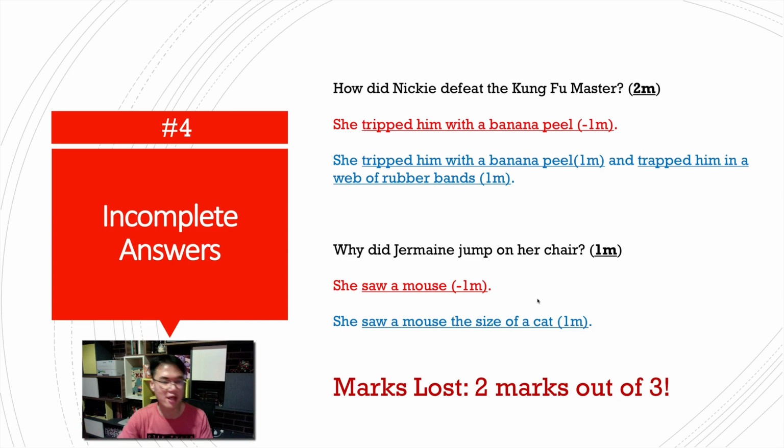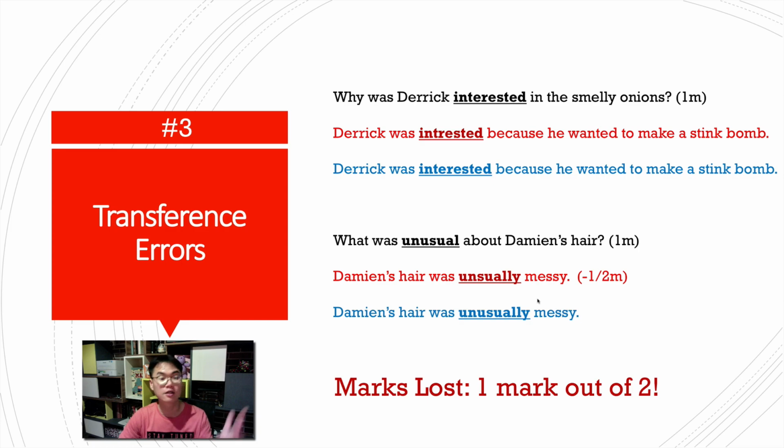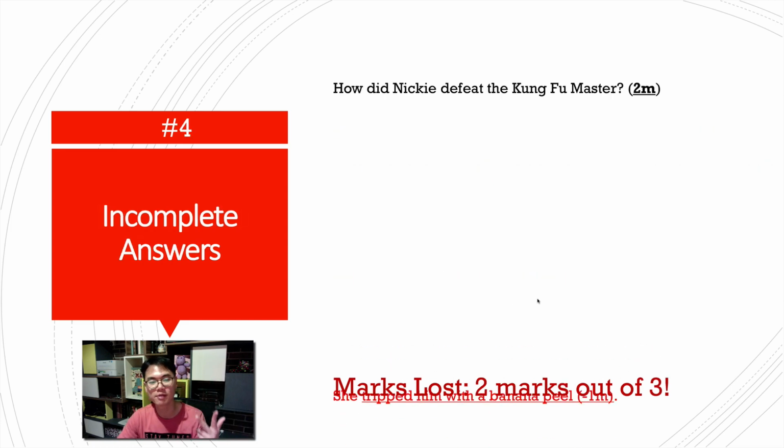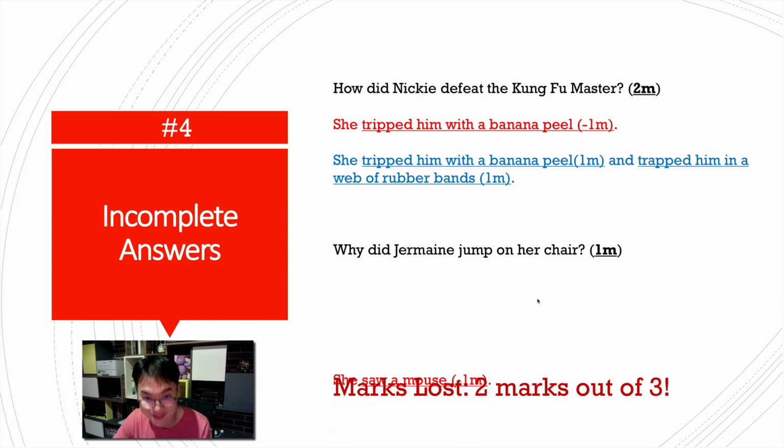So read the passage carefully, answer the question carefully, making sure that you do not leave out important details in your answer, right? So again, this comes back to being very careful in your reading and in your answering of the question. Okay, so this is common error number 4, which is incomplete answers. So error number 1, incomplete sentences. Error number 2, inconsistent tenses. Error number 3, which Mr. Pang has forgotten, transference errors. Very important to remember that. Error number 4, incomplete answers, okay?